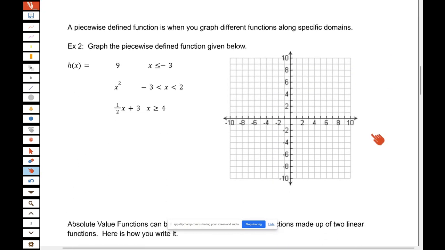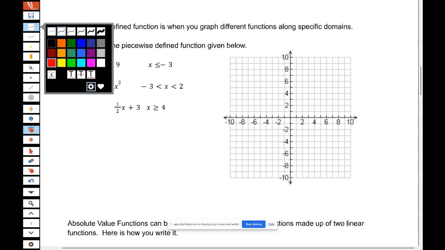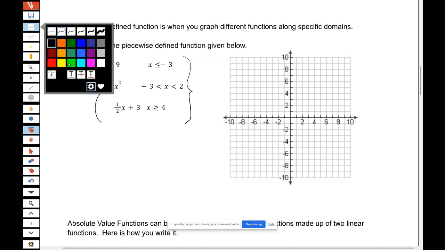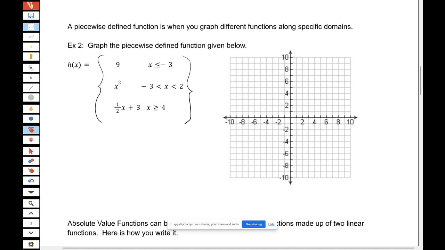Now let's talk about what a piecewise defined function is, generally speaking. This did not show up when I tried to type it, so we're just drawing that in. A piecewise defined function is when you're basically graphing a different function, we have 3 here, but only on a certain domain. The first function that I am graphing is y equals 9, which is a horizontal line, for x less than or equal to -3.